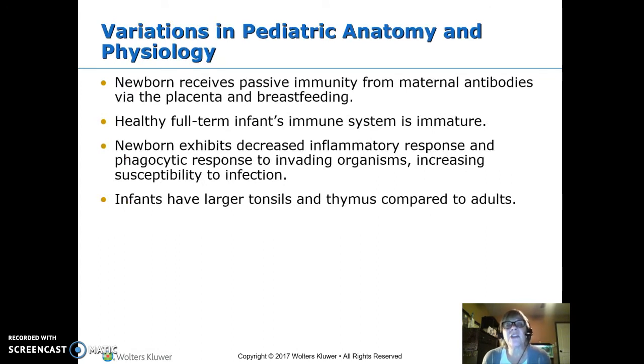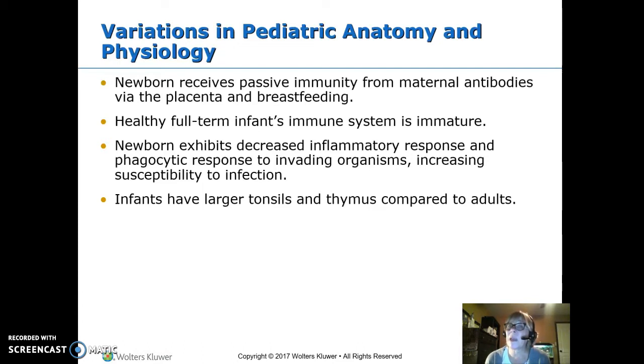Some of the variations in anatomy and physiology for children: newborns get that passive immunity from the mother. In utero, a lot of the mother's antibodies cross the placenta, so the baby's born with them, and they don't last that long though, but a mother who's breastfeeding is continuing to give the baby antibodies.